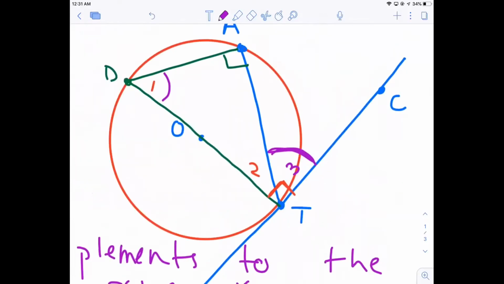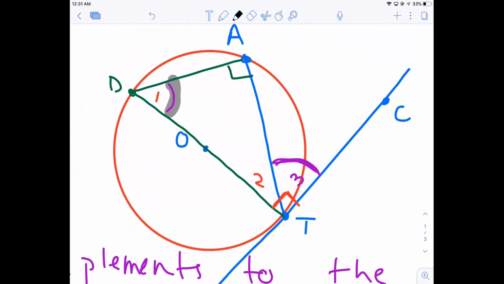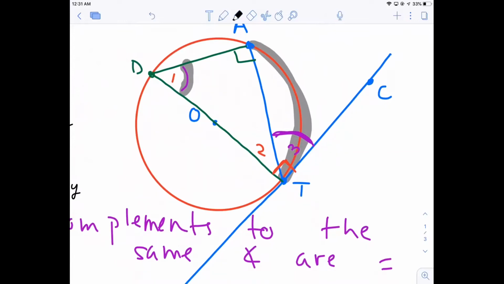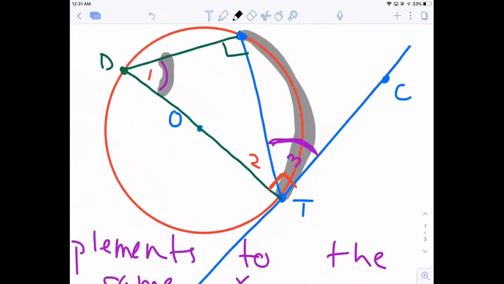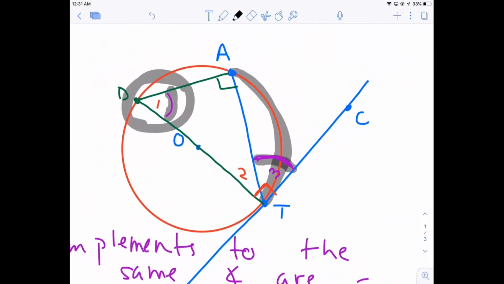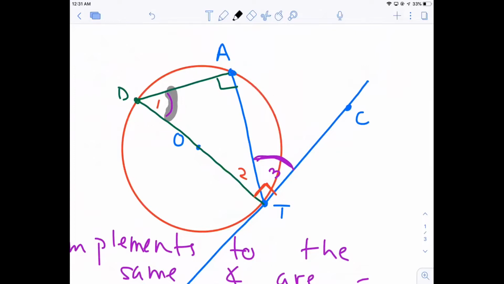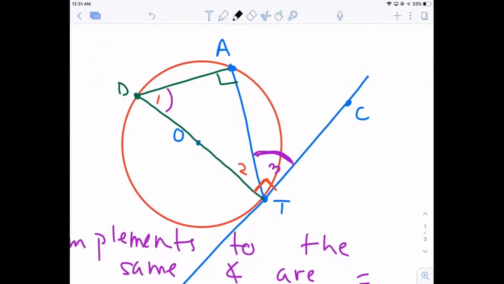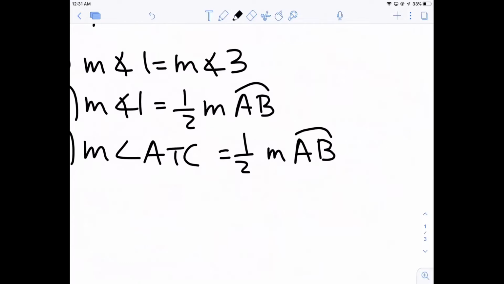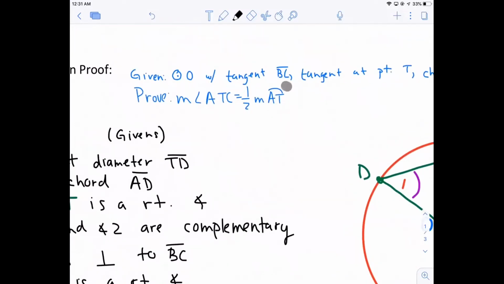So isn't angle 1 here an inscribed angle? So therefore, it's going to be equal to half the measure of the intercepted arc, right? That's the reason for step 8. And then step 9, well, we just said this angle, angle 3, was equal to the measure of angle 1. So doing a substitution, we can now say that the measure of angle 3 is equal to half the measure of this intercepted arc, right? And the measure of angle 3, that was angle ATC, and that was what we were trying to prove.